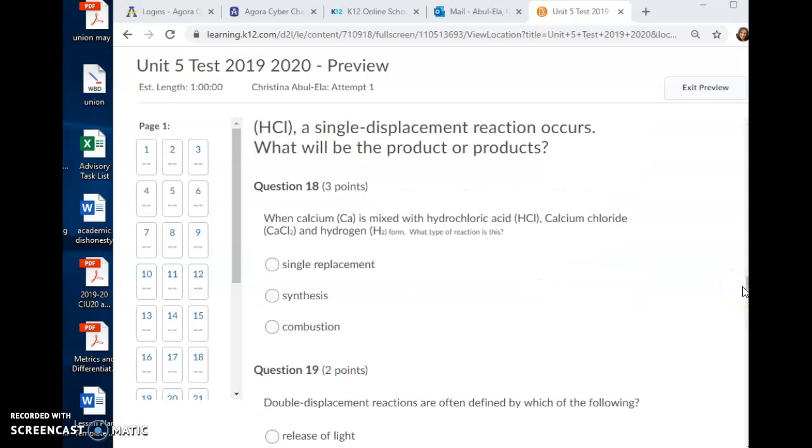Question 18. When calcium is mixed with hydrochloric acid, calcium chloride, CaCl2, and hydrogen gas, H2, form. What type of reaction is this? Single replacement, synthesis, combustion.